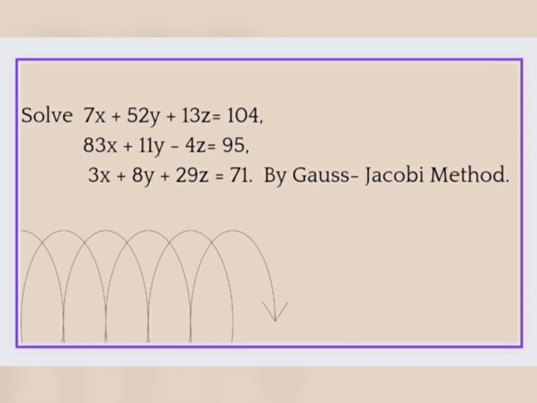Thank you. We will solve a problem using the Jacobi method to approximate the solution of the following system of linear equations. 7x plus 52y plus 13z equals 104, 83x plus 11y minus 4z equals 95, 3x plus 8y plus 29z equals 71.